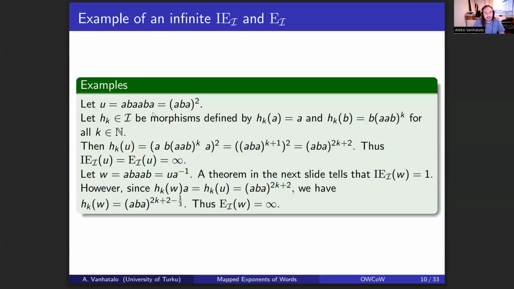Then if we take this last A away from our word, we can very easily see that with the same morphism, we still have infinite mapped fractional exponent, just because we have only taken our last A away. So the same morphism still maps this to a high fractional repetition of ABA. However, the next slide shows that the mapped integer exponent of this new word here is 1.